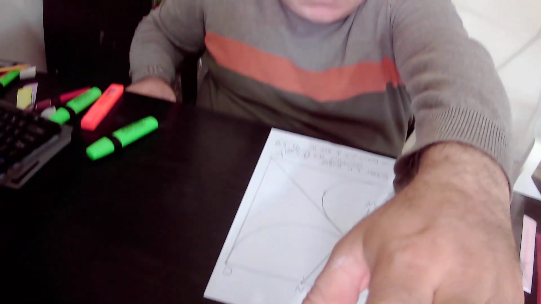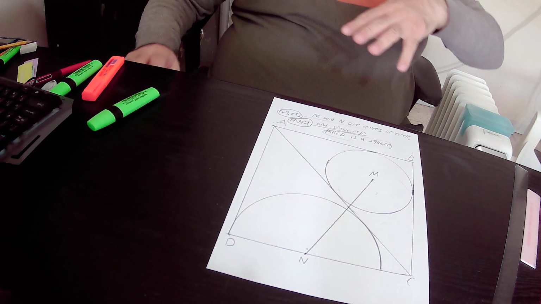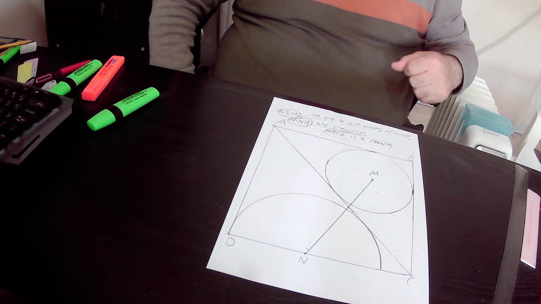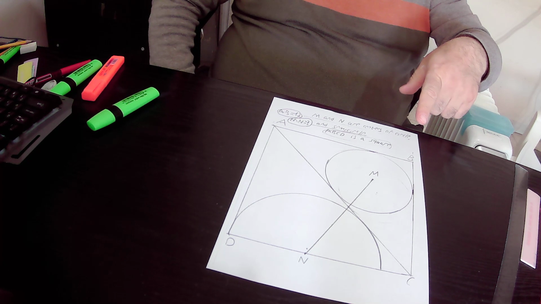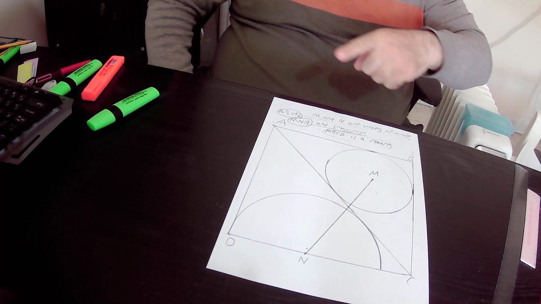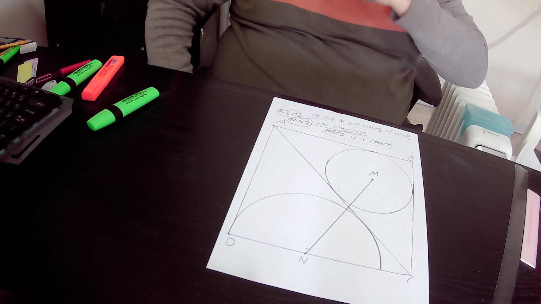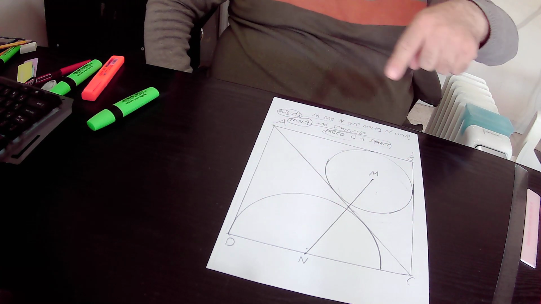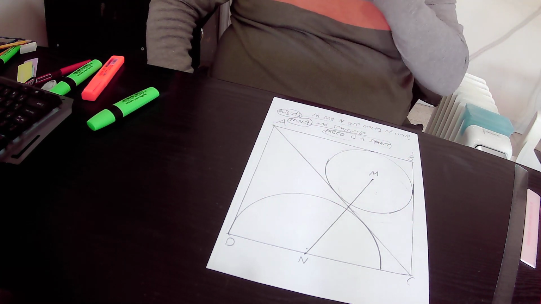Hello, in this lecture we'll find out the length of line segment MN. In the drawing we have square ABCD. We know that one side of this square ABCD is equal to 12 units. Therefore AB equals BC equals CD equals DA equals 12 units.